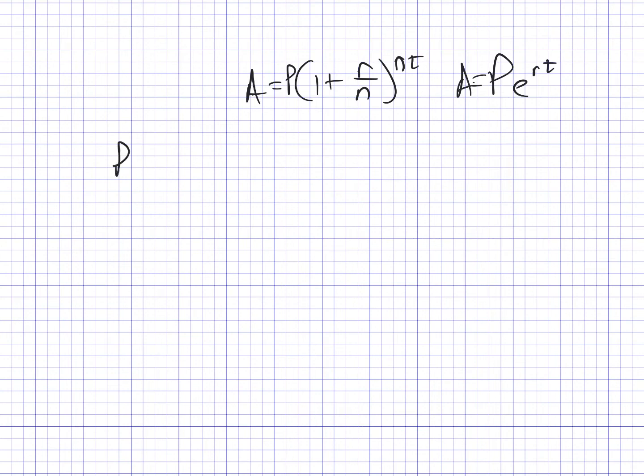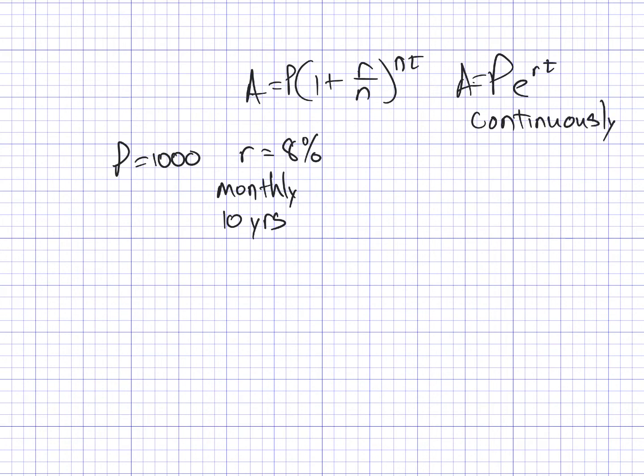So if I say P is 1,000 and your rate is 8%, and you're compounding it monthly for 10 years. All right, so right off the bat, it's done monthly, not continuously. PERT is continuously. So you're not using PERT, you're using the other one. So yes, you have to have a calculator, plug it all in.